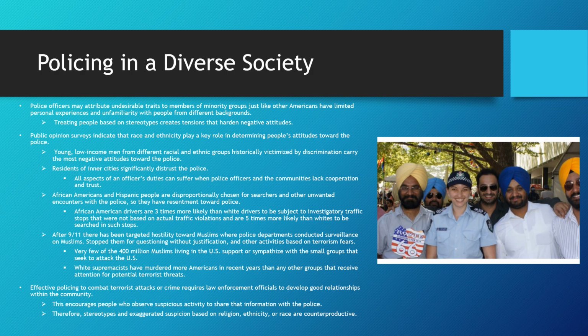African Americans and Hispanic people are disproportionately chosen for searches and other unwanted encounters with the police, so they may have resentment towards police. African American drivers are 3 times more likely than white drivers to be subject to investigatory traffic stops that were not based on actual traffic violations and are also 5 times more likely than whites to be searched for such stops.